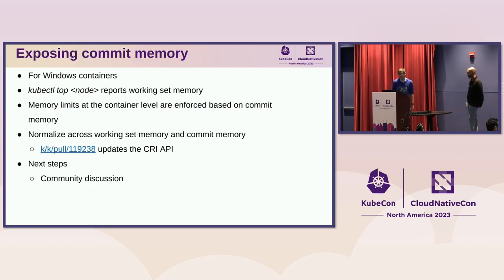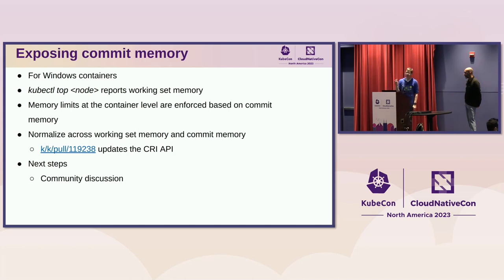So the last one I want to talk about is not quite at the point where there's a KEP around this yet, but it is important. We've been seeing more instances, I'm not going to say a ton, of a particular issue, which I'll explain, as more and more people start adopting and ramping up their Windows workloads in larger Kubernetes clusters. And that's commit memory.